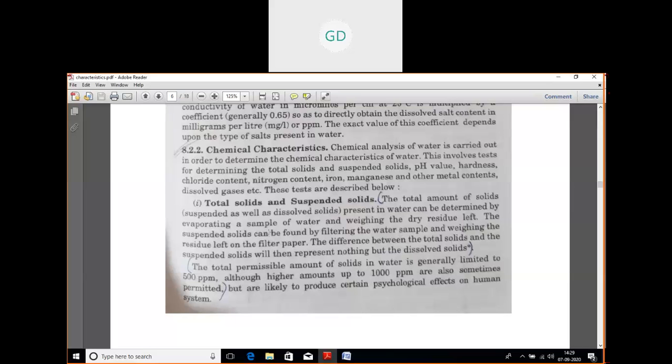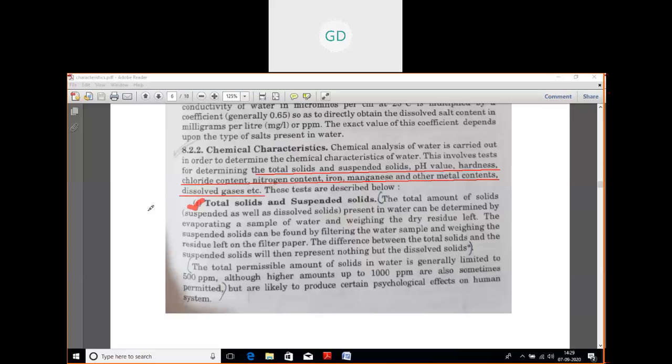Number one is your total solids. Here you see: total solids and suspended solids, pH value, hardness, chloride content, nitrogen content, iron, manganese and other metal contents, then your dissolved gases, etc. First we will learn about your total solids.